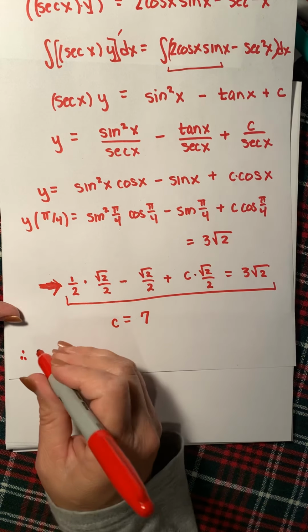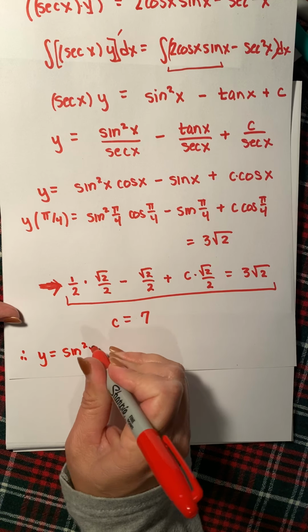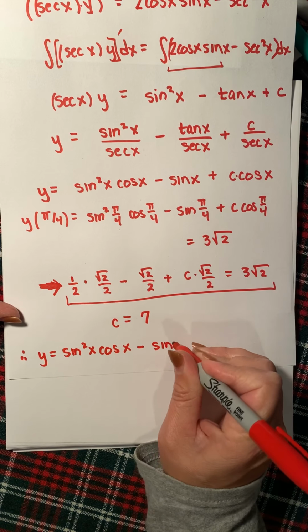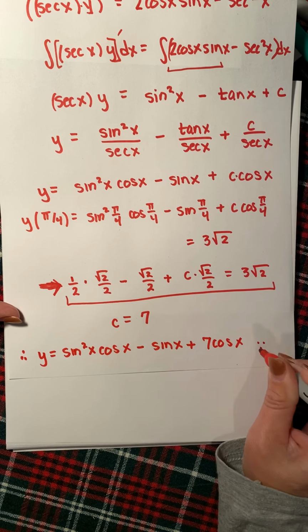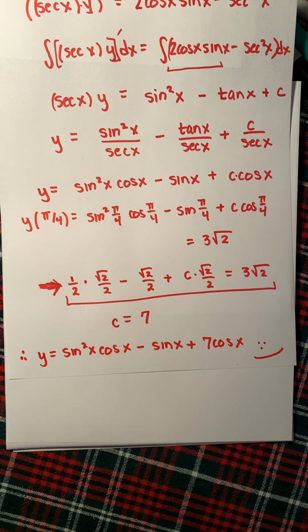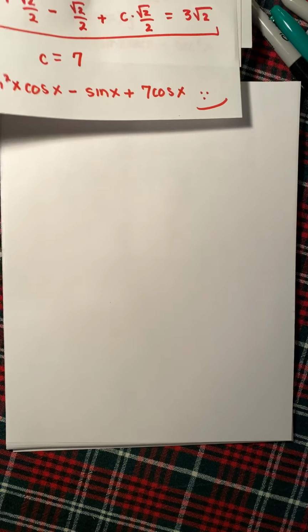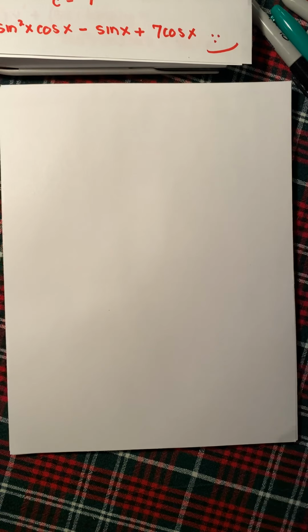And then we'll get the particular solution, y equals sine squared x cosine of x minus the sine of x plus 7 cosine of x. Again, you can always check this back into the original. And that wraps up our differential equations for Calc 2.